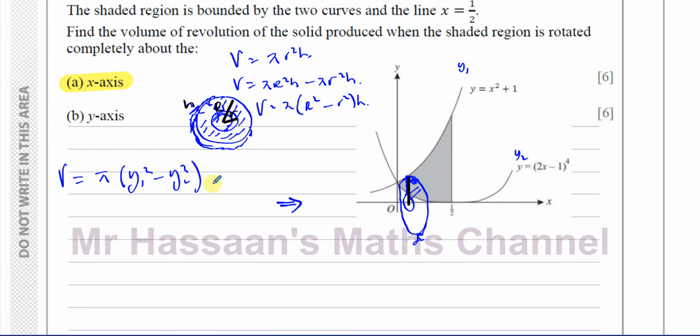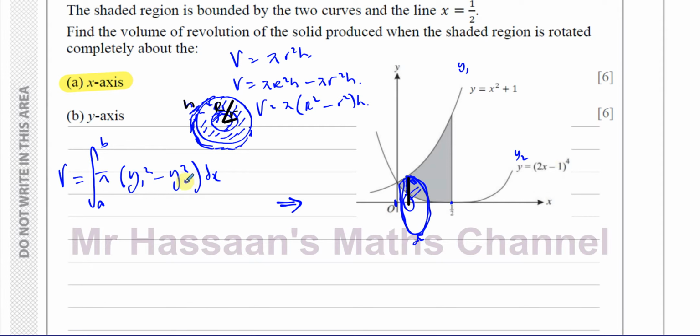Okay, so that's the volume of that one little cylinder there. And we want to find all the cylinders between 0 and a half. So what we're going to do is integrate this between the two points that we want, to find the volume of revolution, where the two limits are.